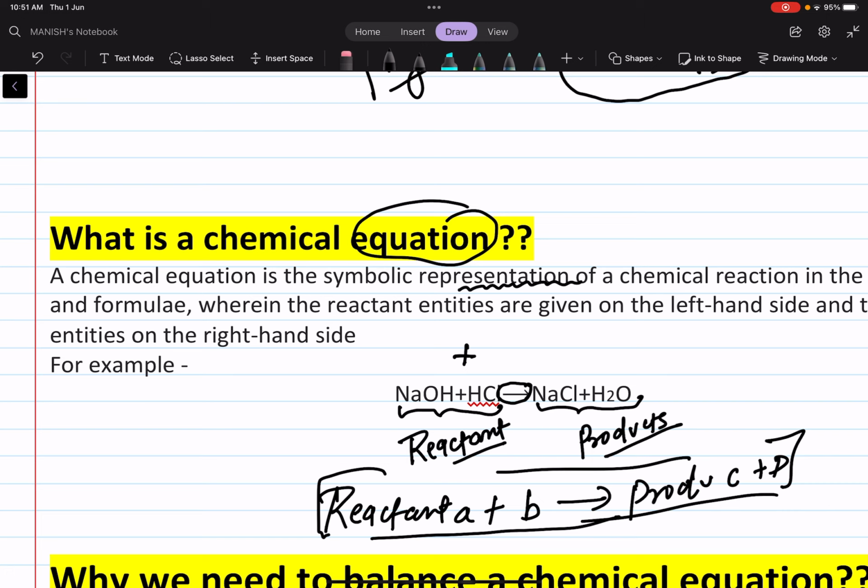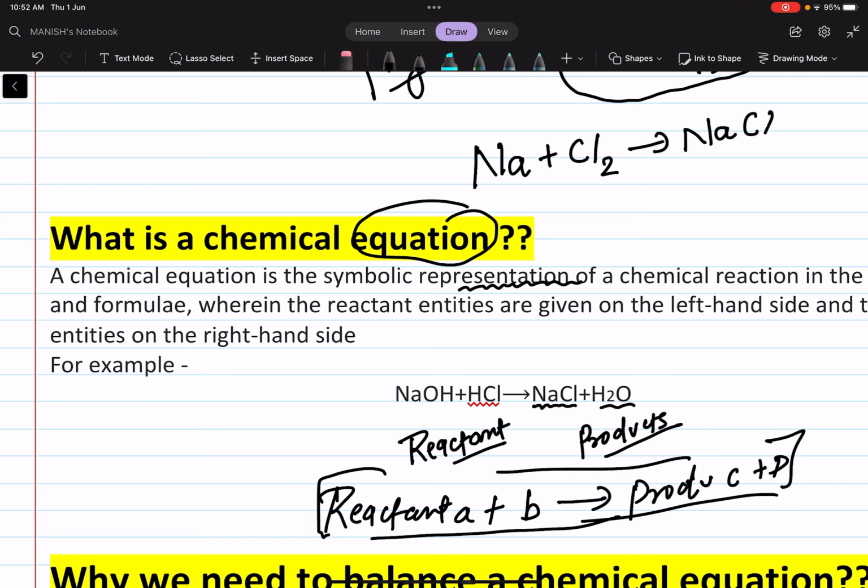So here you can see one chemical equation is written: sodium hydroxide plus hydrochloric acid gives sodium chloride plus water. Now, here comes a question: why do we need to balance a chemical equation? For example, if I write an equation that sodium plus chlorine gives sodium chloride, right? This is a chemical equation, but it is not the balanced one. So, why do we need to balance a chemical equation?